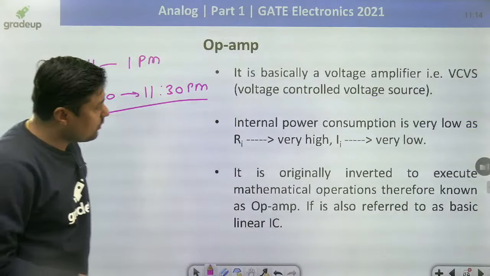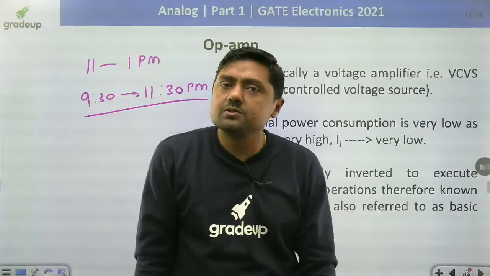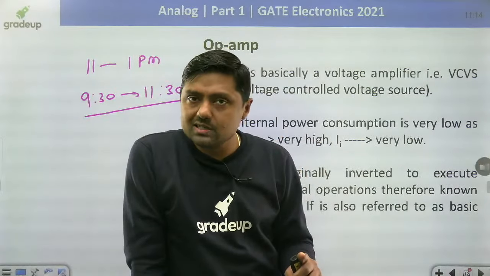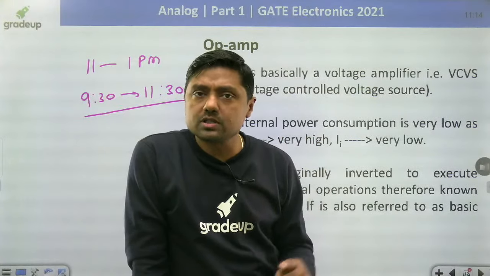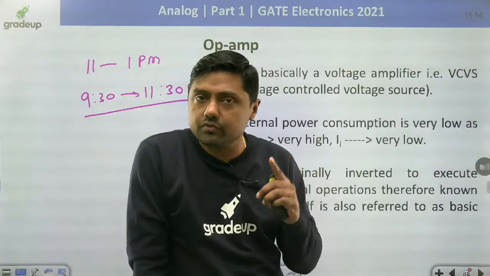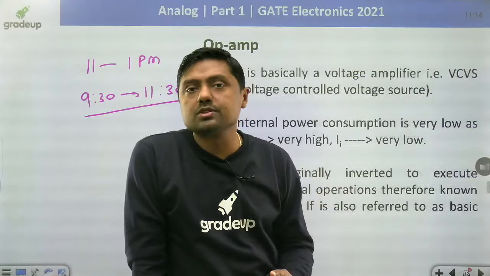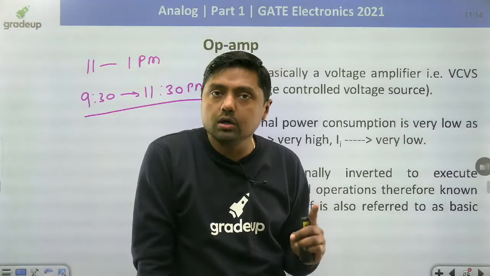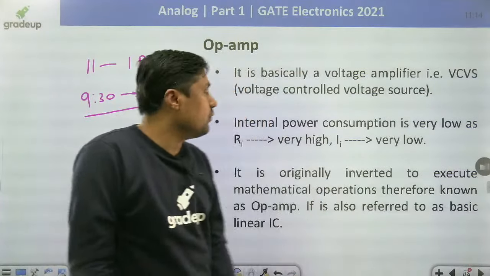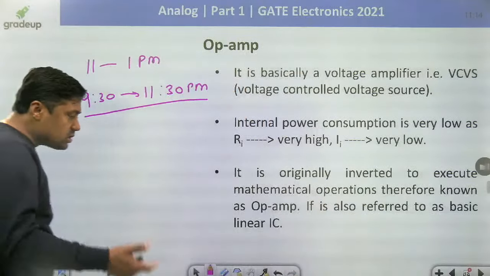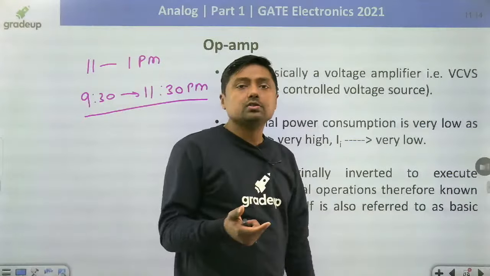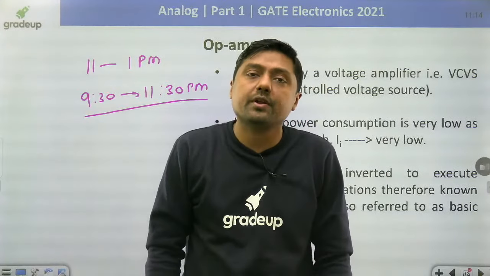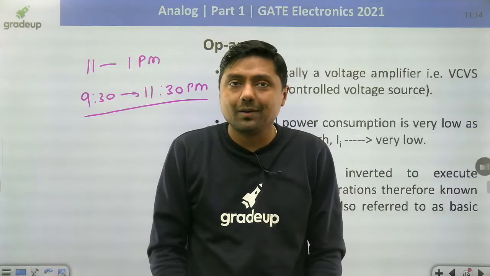Now what is operational amplifier? Operational amplifier is basically a voltage amplifier. It is a voltage controlled voltage source. Is it clear? The input resistance of the operational amplifier is very high, the output resistance is very low, right? The gain of the operational amplifier should ideally be infinite. The gain bandwidth product is called figure of merit. Why is it called operational amplifier? Because it was invented to execute mathematical operations, and that's why it is called operational amplifier.